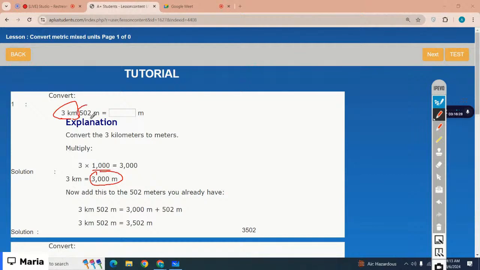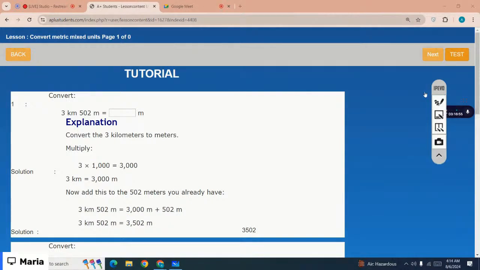So 502 is already in meters, right? When we are working on the units, you cannot add them until they are in the same unit, right? Because they are now in the same unit, you can add them now. That is 3502 meters, right? So let's start with the test questions.